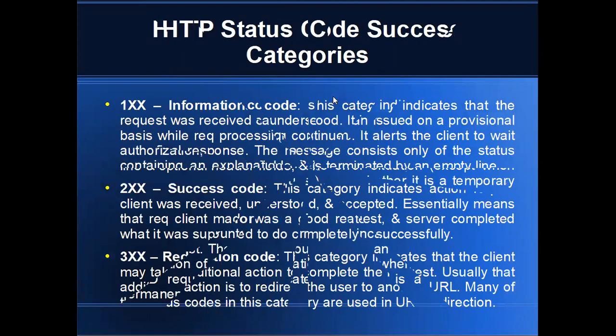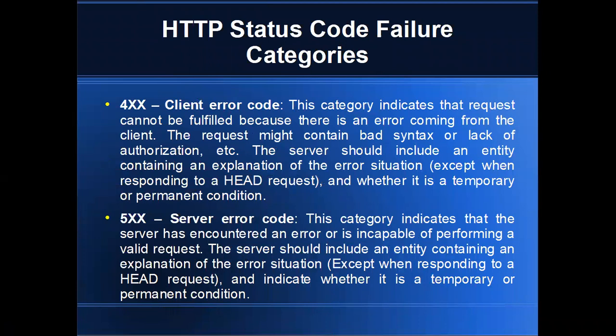And then you have the 4xx. What is 4xx? Whatever request you are sending is not correct. Your request itself has a problem. So that is a 4xx status code. And what is 5xx? Something is wrong with the server, and the server is not able to process your request. That is the 5xx status code.